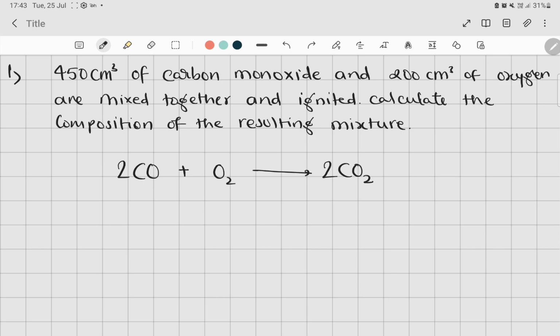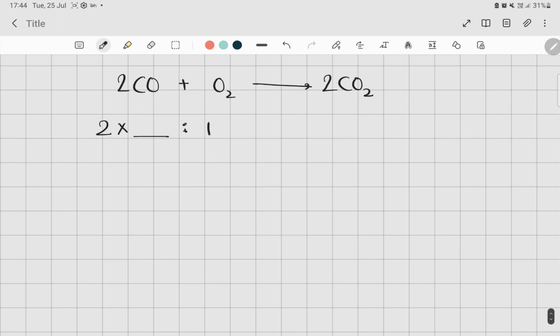Now the important thing: according to Gay-Lussac's law, what does Gay-Lussac's law tell us? That when gases react, their volumes bear a simple whole number ratio to one another. So first of all, what is this ratio? The number before each element is nothing but the ratio. We write 2 into a dash, and this dash, this fill in the blank, is for the volume. Then 1 into a dash, since if nothing is written, it means 1. And 2 into a dash.